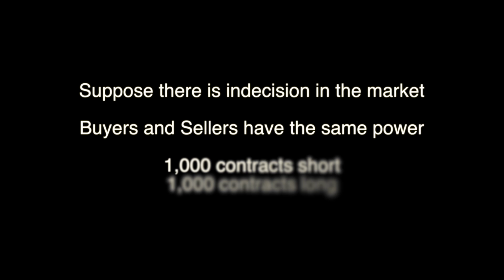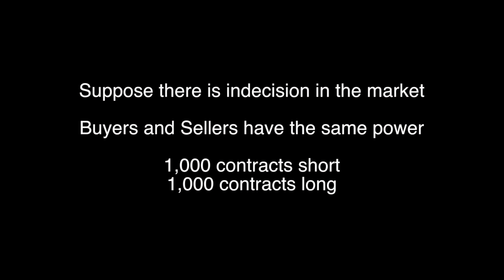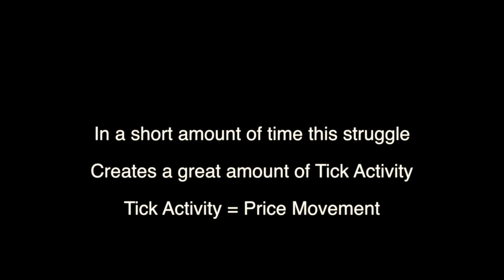Now consider another scenario. Suppose a market that doesn't have a determined way. There are buyers, there are sellers, and actually no one has more power to win the battle. So what does the price do at this time? The price starts to get choppy, moves up, down, and it actually doesn't have a determined way. In a short amount of time, a lot of tick activity is produced. Now let's compare these two cases.